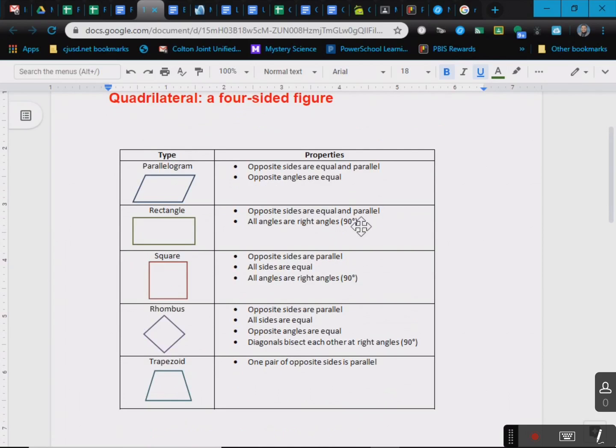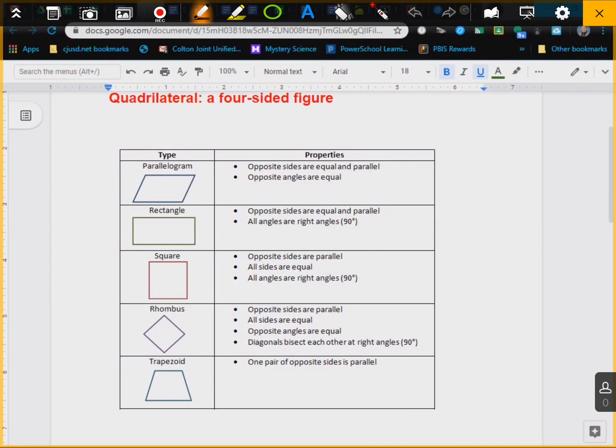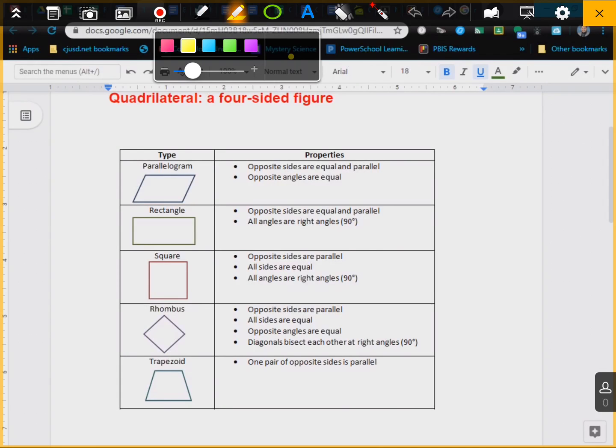This is very important. We have different types of quadrilaterals and there are different properties. Each quadrilateral has different properties that make it a certain classification or type of quadrilateral. So let's start with a parallelogram. In a parallelogram, the opposite sides are equal and parallel, right?